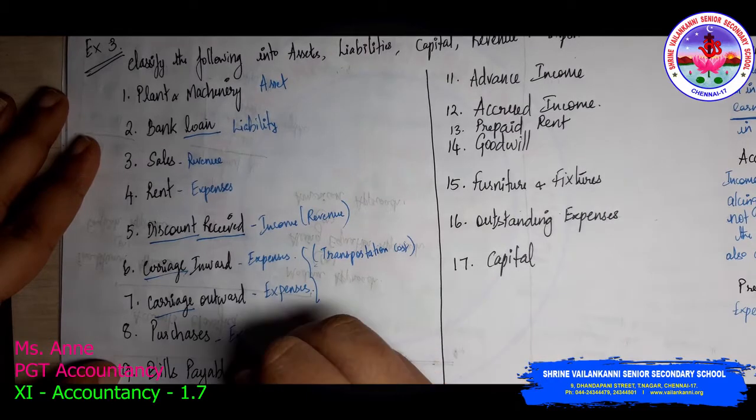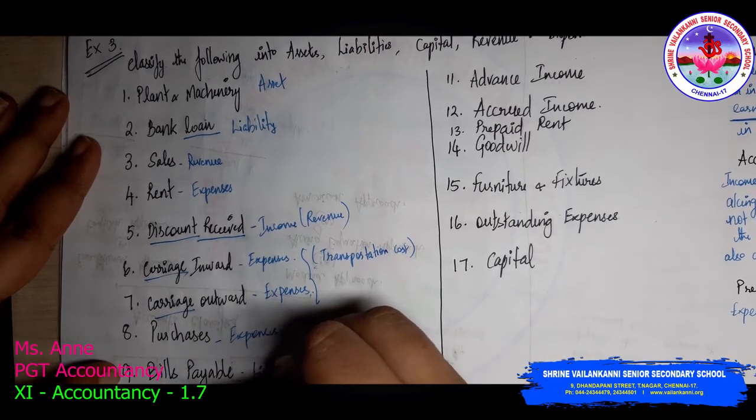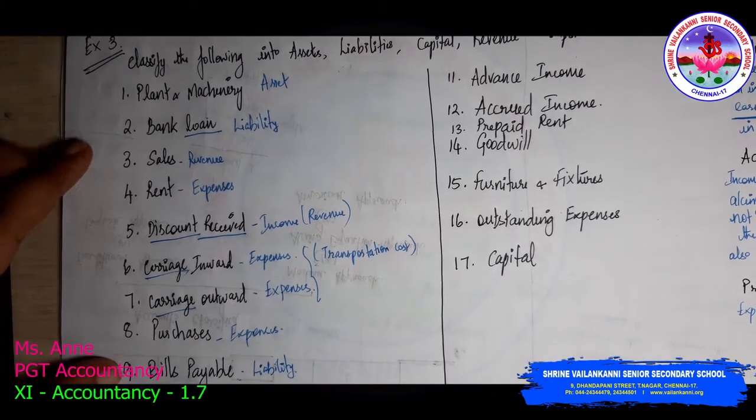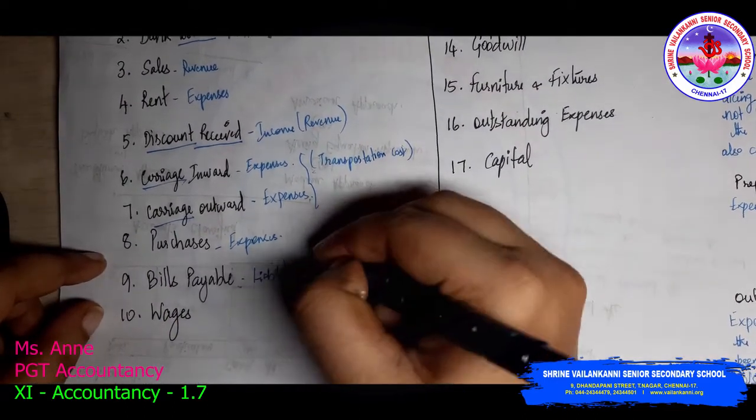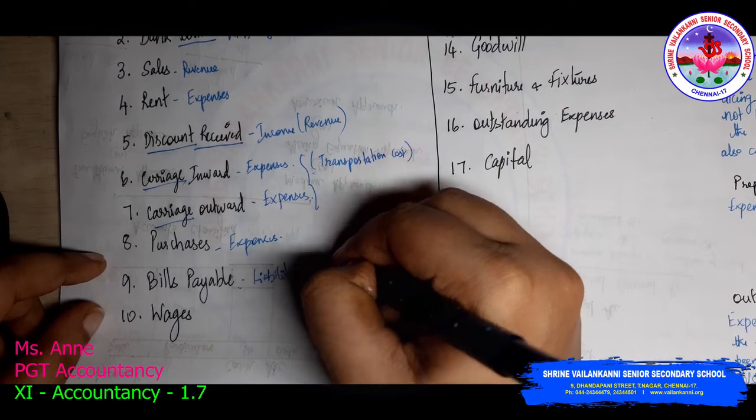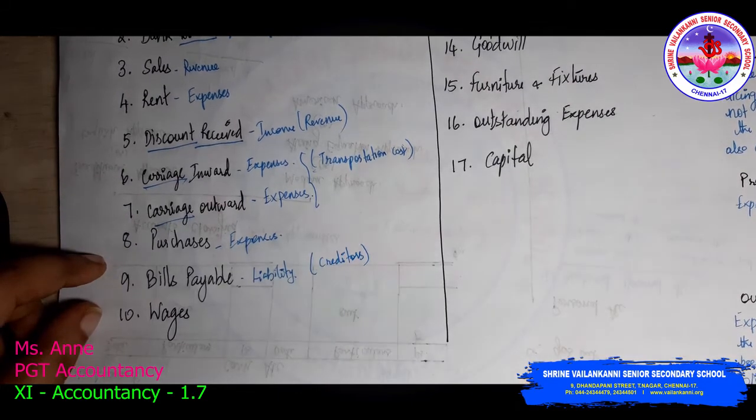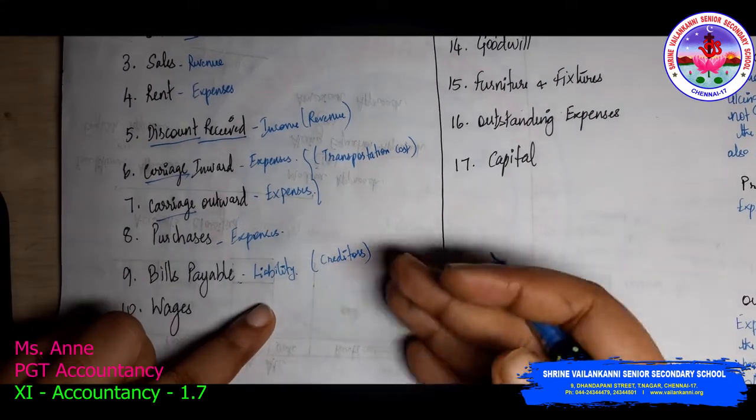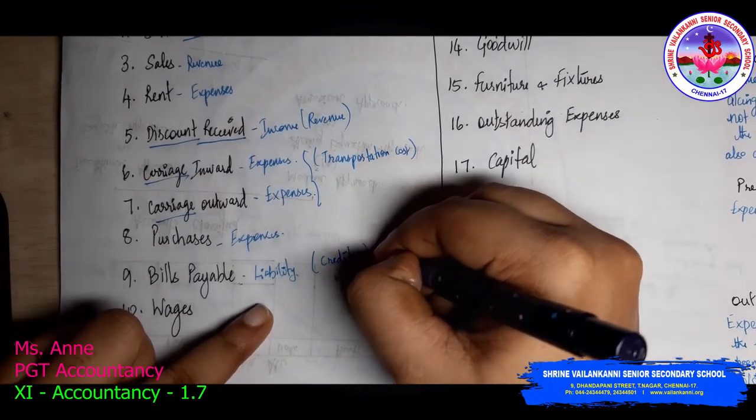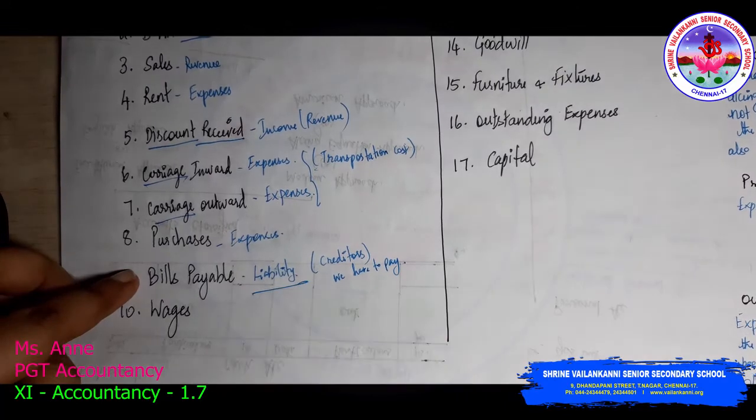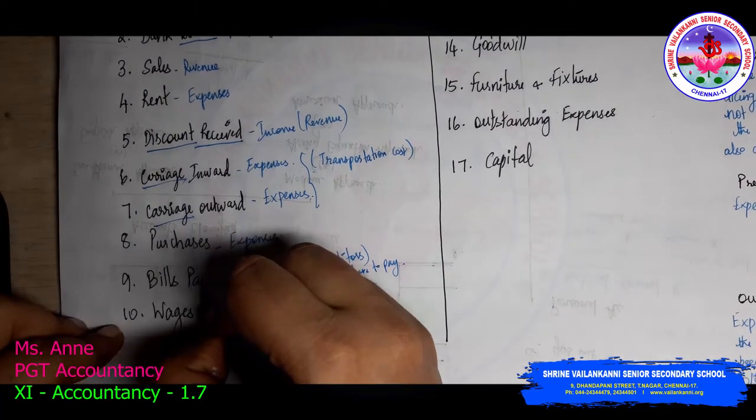Bills payable is a liability. How is bills payable a liability? It is a part of creditors. Okay, bills payable is a part of creditors. So obviously creditors means we have to pay money. We have to pay. So obviously it is a liability. Wages, it is an expense.